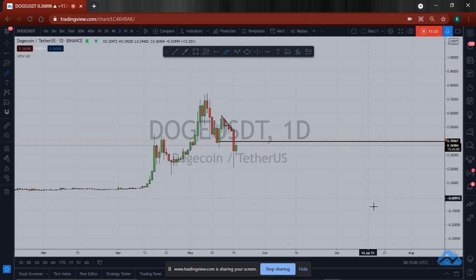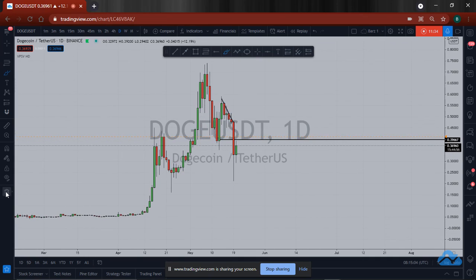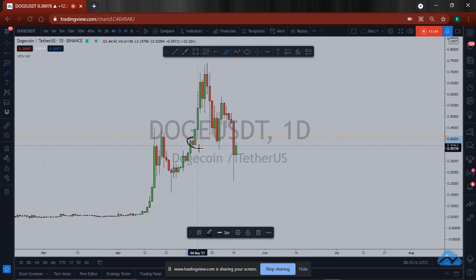So on Dogecoin, what do we have on our daily time frame? We have a pretty interesting price action, right? We can see clearly that we have this level of demand towards our left hand side on the charts. So we have these three levels of demand.